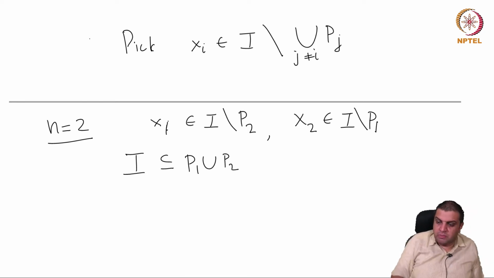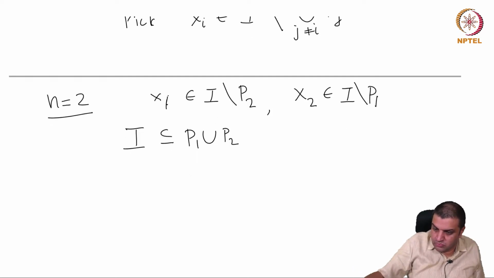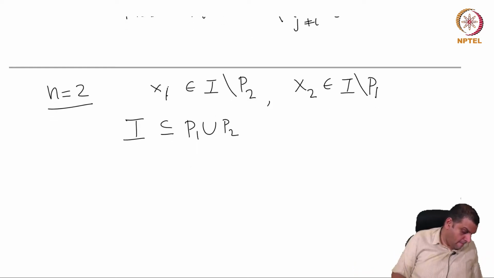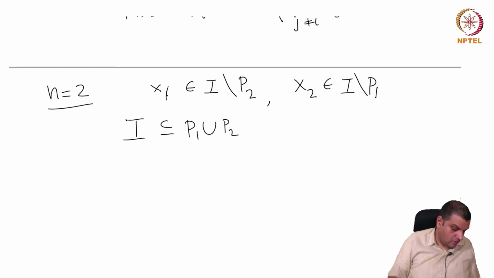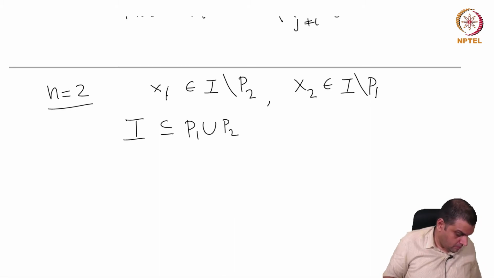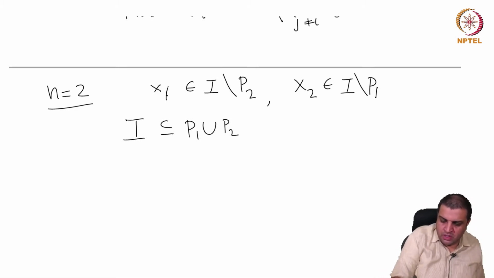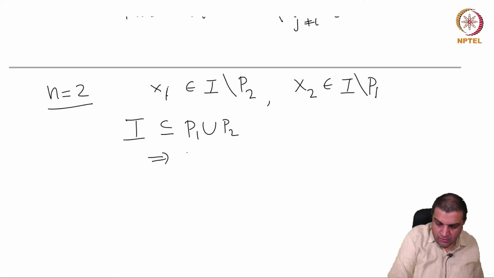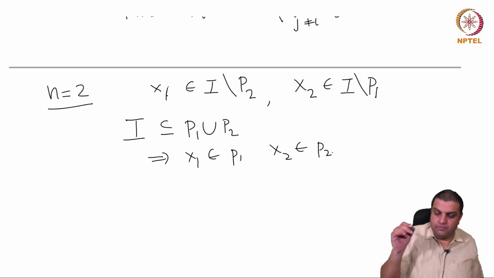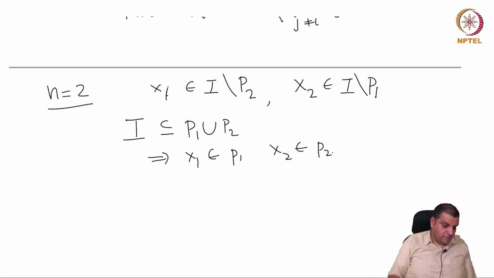So what about x1 plus x2? Okay, sorry, before we go into x1 plus x2, what does this say now? x1 is inside I but not in P2, and it is inside P1 union P2. So now this one says x1 is inside P1, x2 is inside P2.